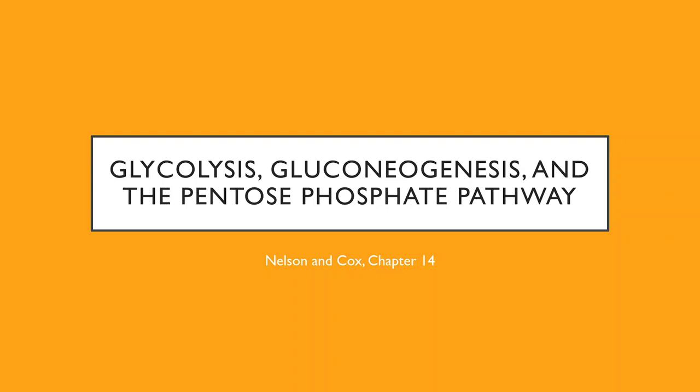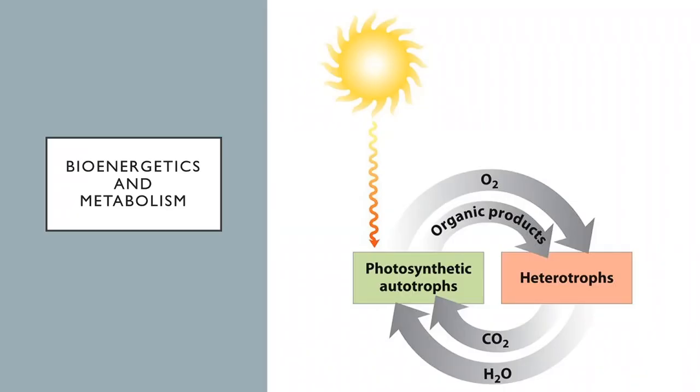Okay guys, now we're going to move on and talk about metabolism, and we're going to just talk about three main pathways across three different chapters. First we'll talk about glycolysis and some of the other pathways related to glucose. Then we'll talk about the citric acid cycle, and finally the electron transport chain. So again, all of these are examples of metabolism.